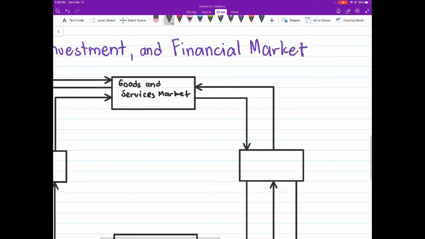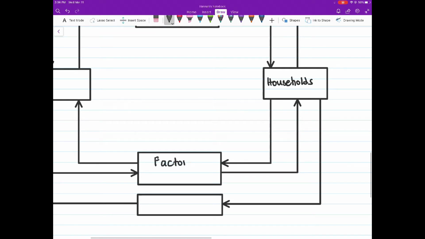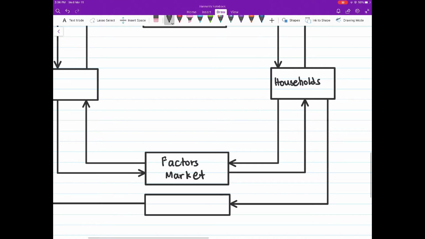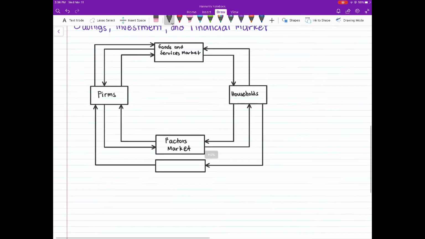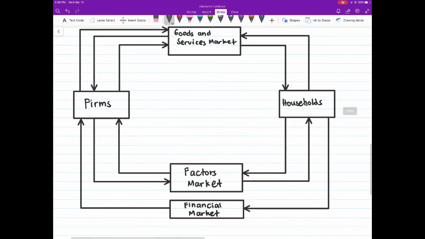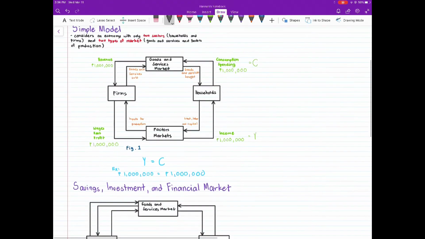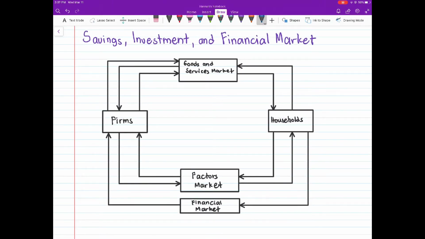Then over here is the households. Then down here is the factors market. Then over here, the firms. And as you can see, there's a new extra one down here at the bottom. So that now is going to be the financial market, or like I said a while ago, the bank. There you go. So as you can see the difference from this one and this one, this one's just a bit more complicated than the last. And let's just name this figure 2.